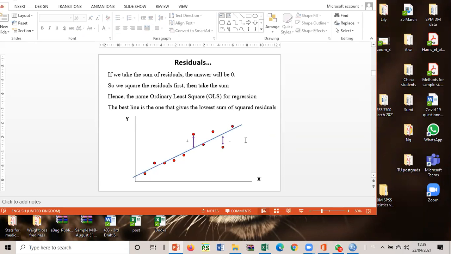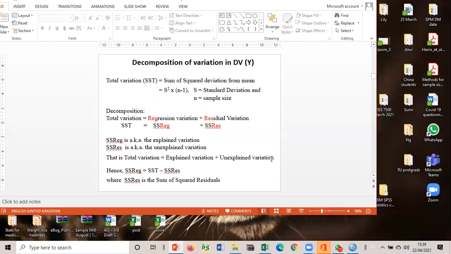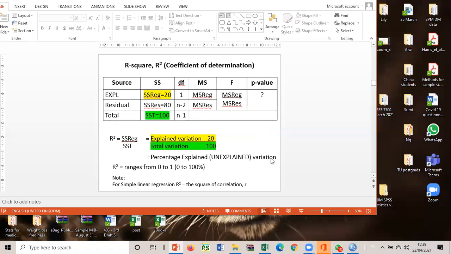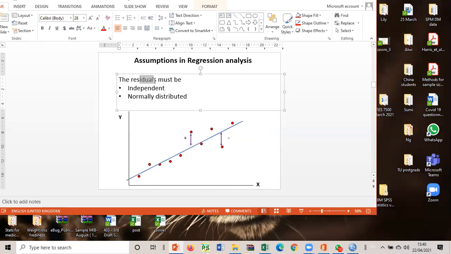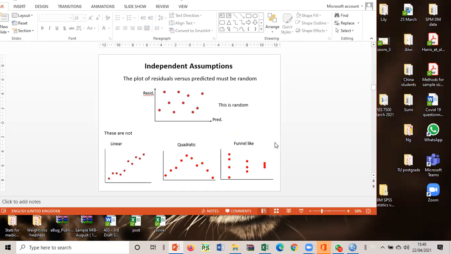So what it means is, I don't know why the dots are away. I can't explain this. The model does not explain why the dots are not sitting on the line. So that's the percentage of unexplained variation. That's the R square. And the assumption we have in simple linear regression is that the residuals must be independent and normally distributed, right? What do you mean by independent?